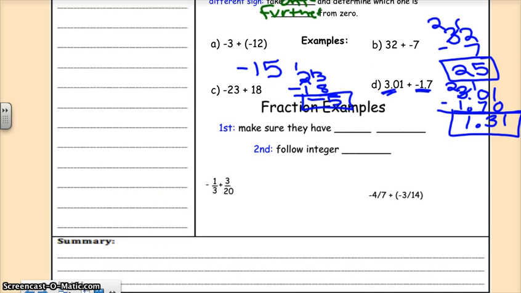Okay. Fraction examples. The first thing you want to do is make sure they have a common denominator. I'm going to just write common denom since I took so much space. And then I follow integer rules. All right. This is so much fun. Oh my goodness.